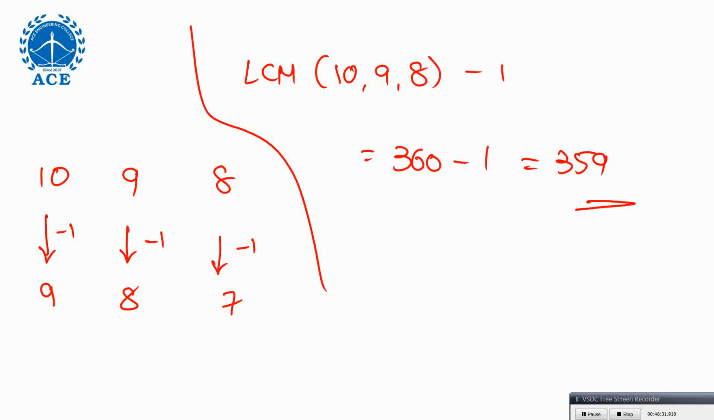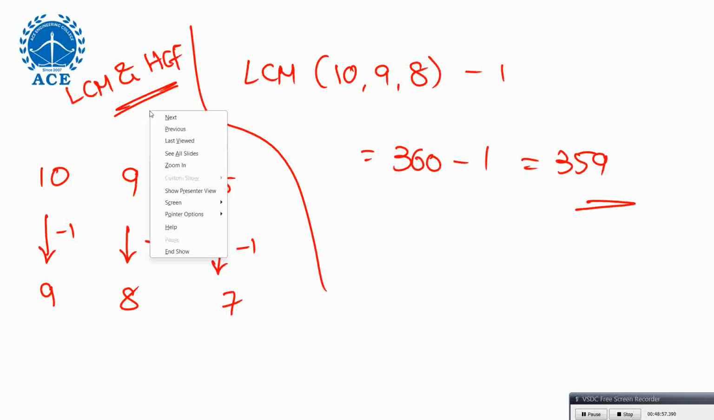We have a concept, LCM and HCF. If you want to learn, we already prepared a video related to LCM and HCF. You can go through that in the channel, if time permits. But you are lucky that you have options. Still some people are struggling with how to calculate the LCM of 10, 9 and 8, so I'll give that method also, helping you people here.